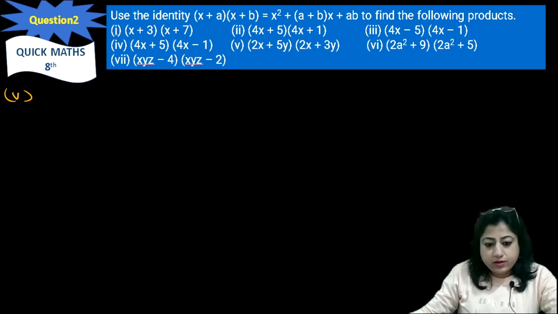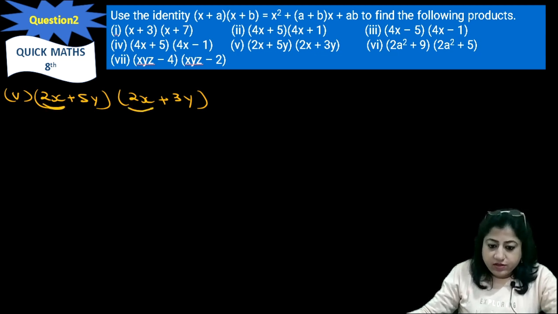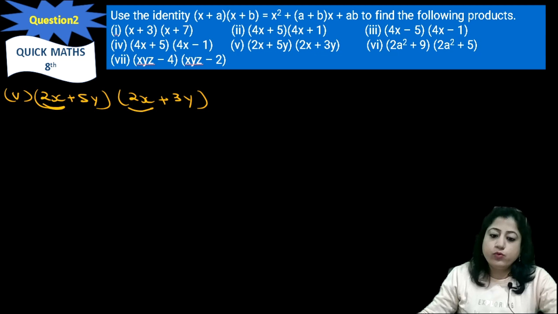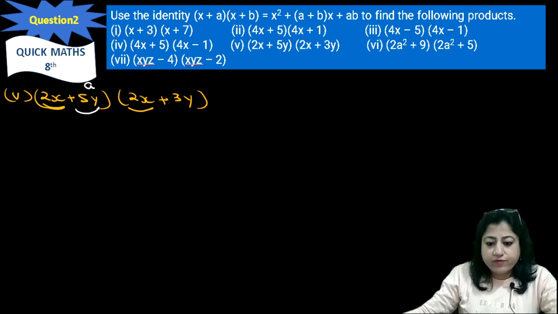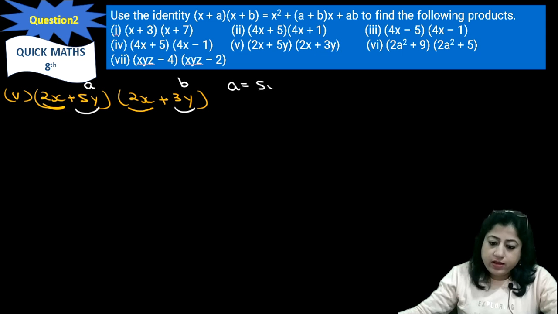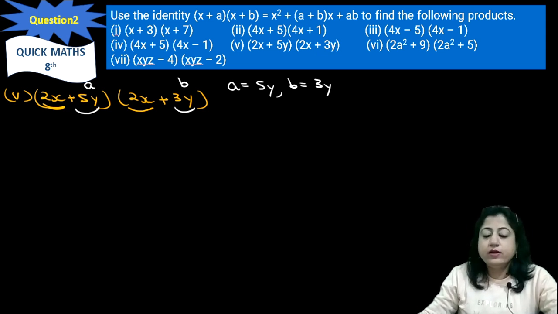In the 5th case, it is 2x plus 5y, 2x plus 3y. Now, x is 2x. What is the value of x here? It is 2x. 5y. Now, I will highlight with the white color. This one, this is A, 5y, and B is 3y. So, in this case, the value of A is 5y and the value of B is 3y, and instead of writing the x, we will write 2x.